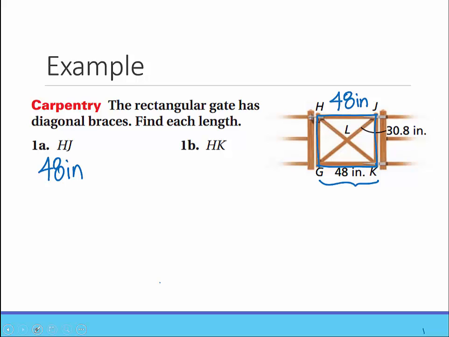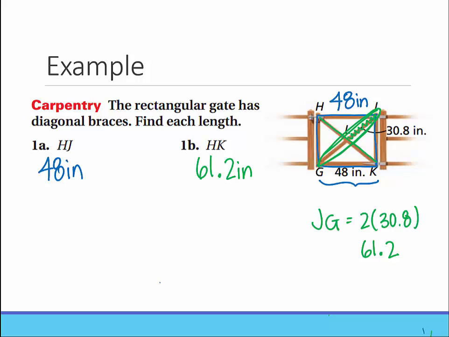And then the other one they want us to find is HK. So that's this length right here. And remember, we know the diagonals are congruent. So they tell us that this part right here is 30.8. So that means from J to G would be 2 times 30.8, or 61.2. And then because this one right here is 61.2, the one we're looking for also has to be 61.2 inches.